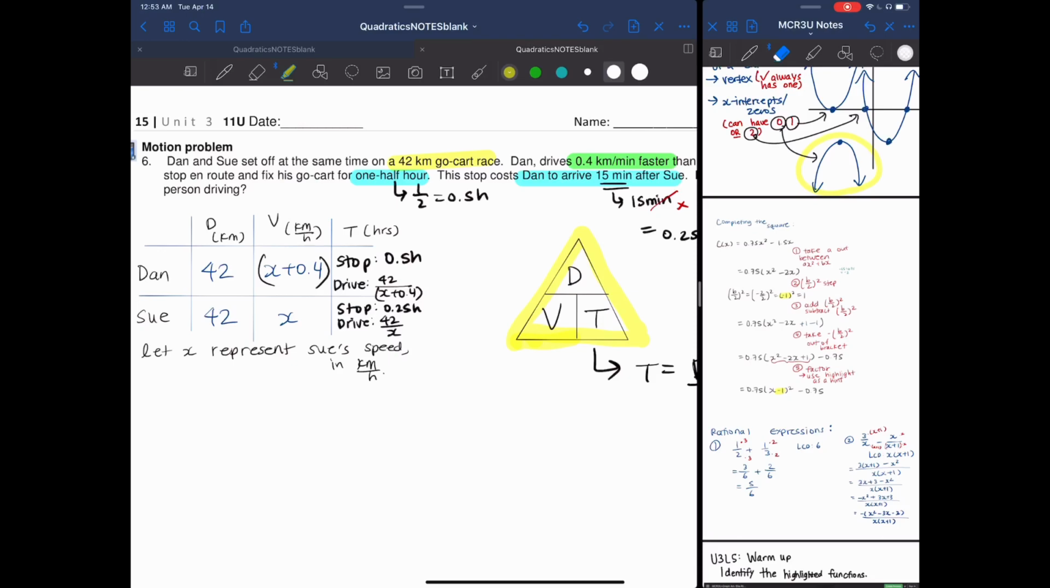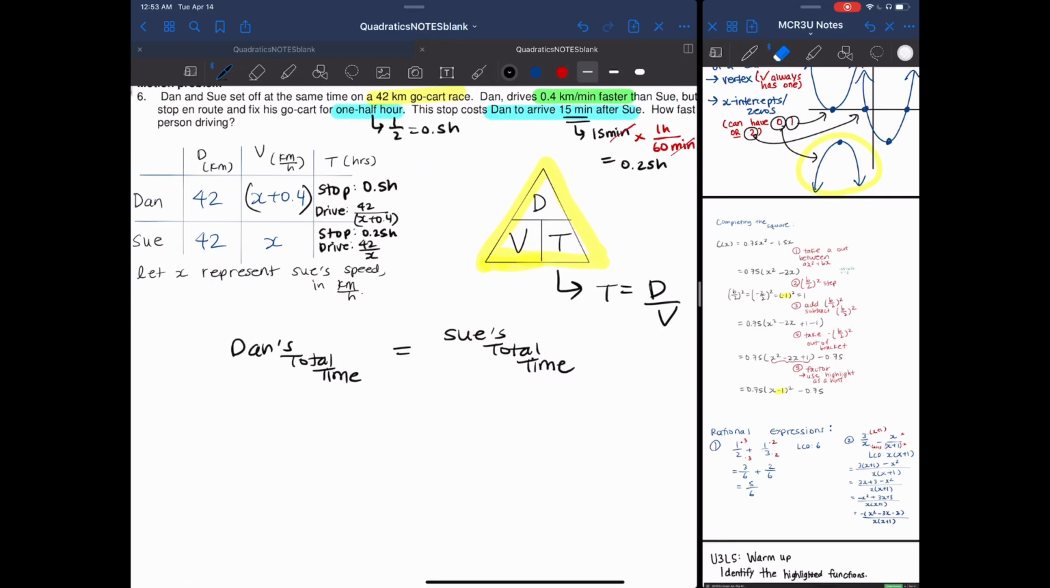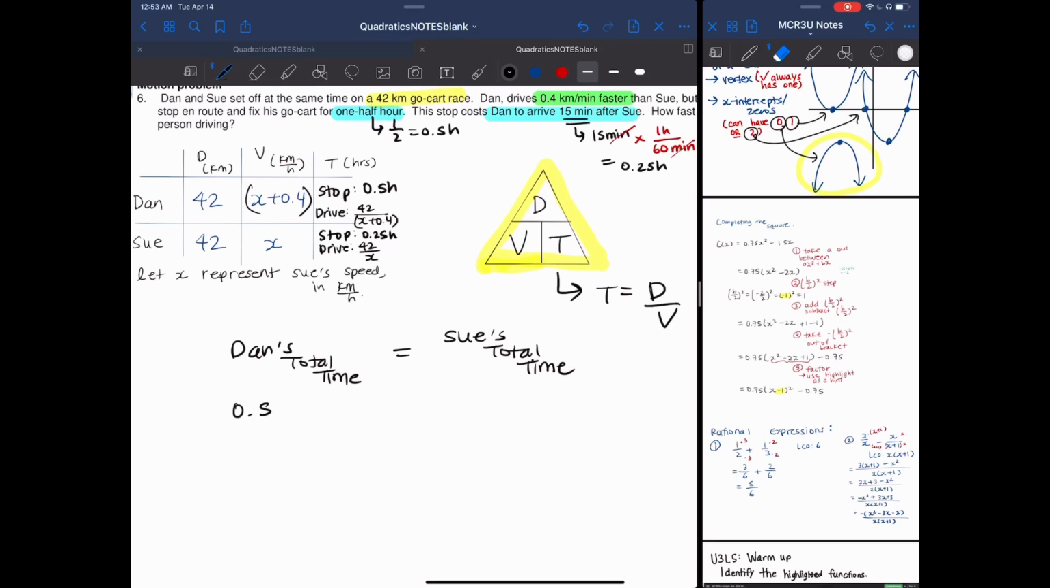That means that Dan's total time is going to equal what? Well, it should equal Sue's total time because they will both eventually arrive at the final destination, the final stop, at the same time. Remember, Sue's waiting for him until he arrives, right? And so that could be my setup. What I have is, Dan stopped for 0.5 hours, and then the rest of the time he was driving.